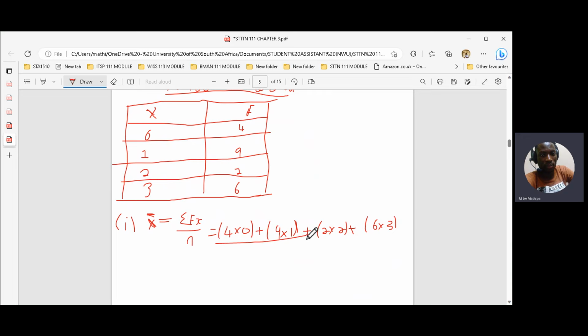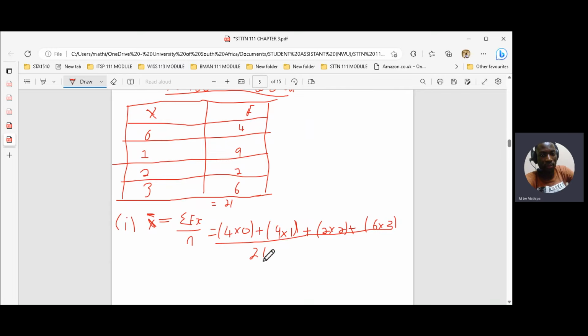So when I was explaining ungrouped data, for n, the number of observations, you just count. But in this case, you are not going to do that. You're just going to add your frequencies. Remember, always. So n is equal to the total: 4 plus 9 plus 2 plus 6, which will give you 21. Then you're going to divide by 21.